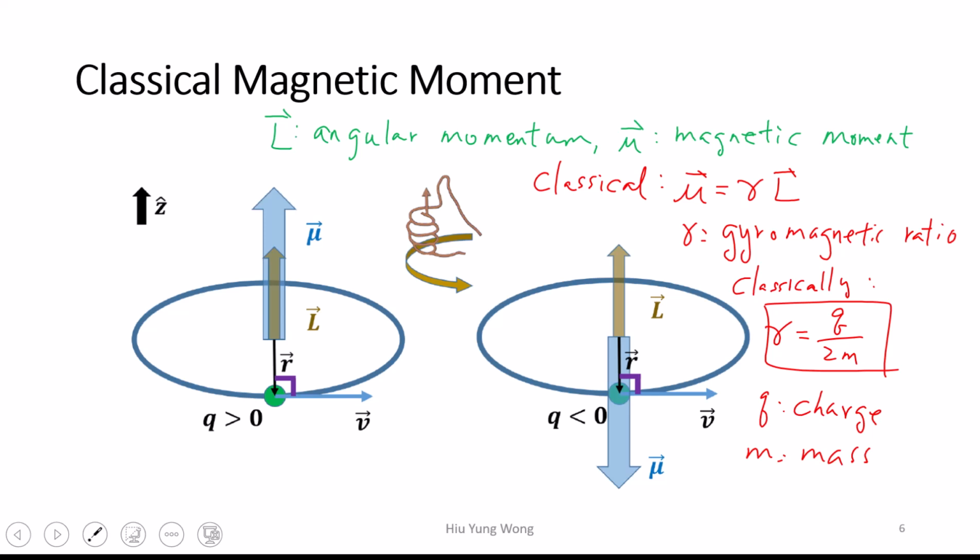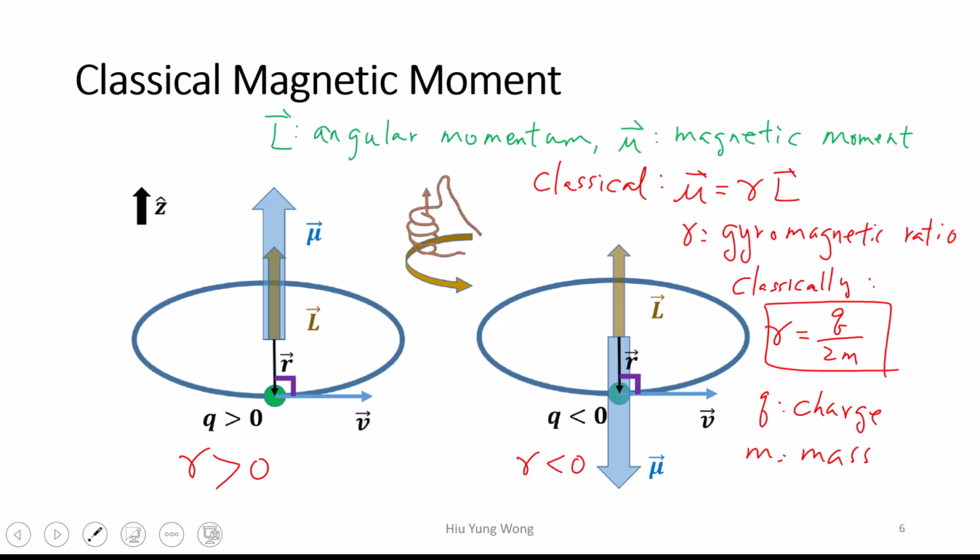So let me ask you, what is the sign of the gyromagnetic ratio if the charge is positive? Positive. Because based on this equation, they are going to point in the same direction. If it is positive, then gamma needs to be positive, right? When it is a negative charge, what is the sign of the gyromagnetic ratio? Negative, thank you. I know this is very trivial, but you need to.